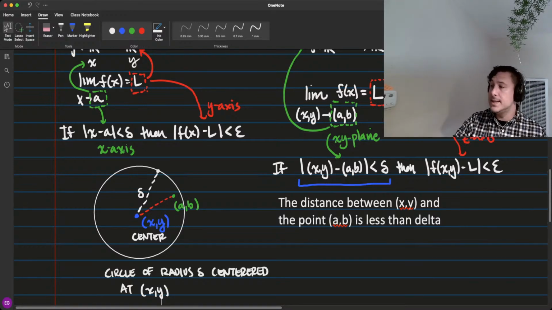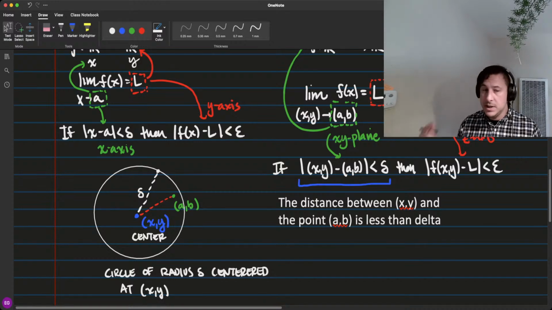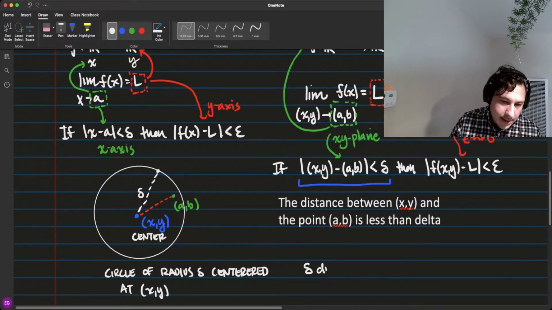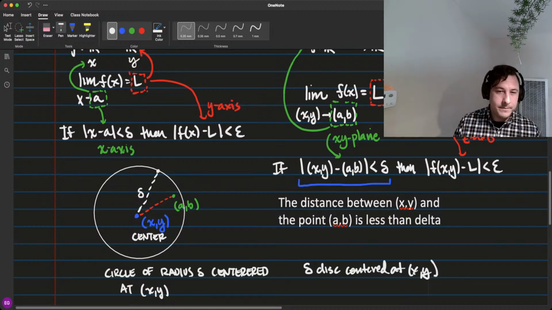A comma b has to be a point inside of there, right? Because what did we say about x comma y and a comma b? The distance between them has to be less than delta, which means a comma b needs to be a point in that circle, or disk, or whatever you want to call it. So a comma b can be any point inside of there. This has a special name. We call this the delta disk centered at x comma y.